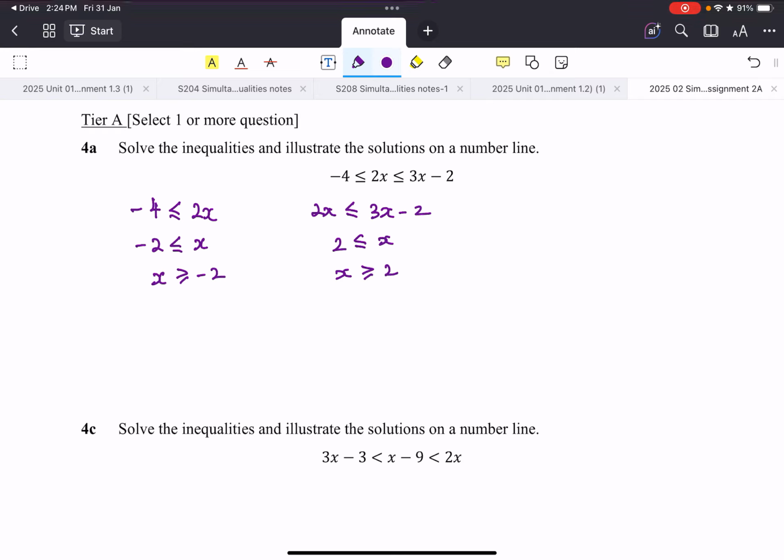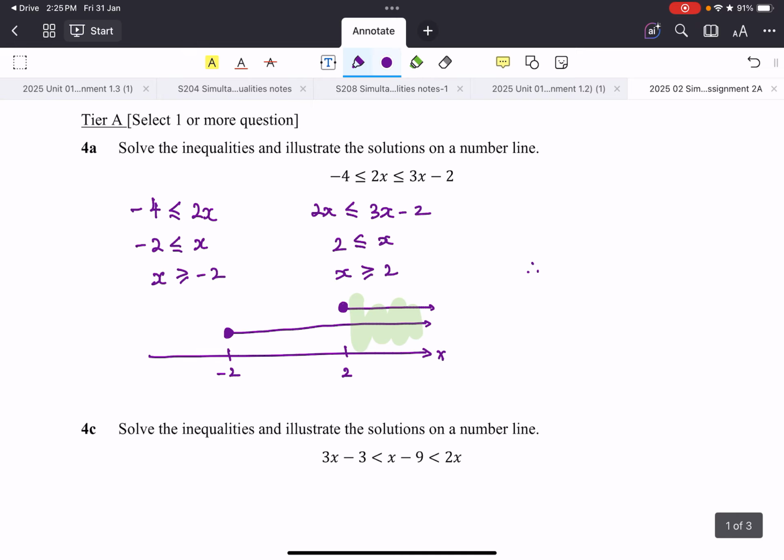So how do we illustrate this on the number line? On the number line, this is x, with the values of negative 2 here and 2 here. X is greater than or equal to negative 2, so we draw a line this way, and greater than or equal to 2 this way. The portion that we want, highlighted in green, is over here. Therefore the final solution is x is greater than or equal to 2.